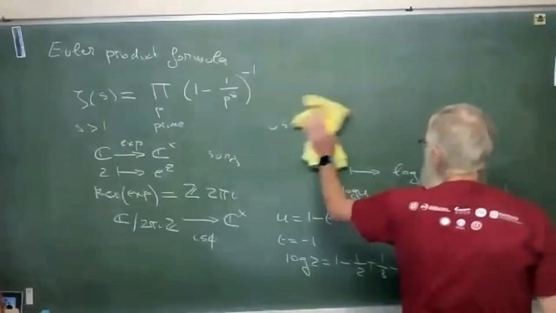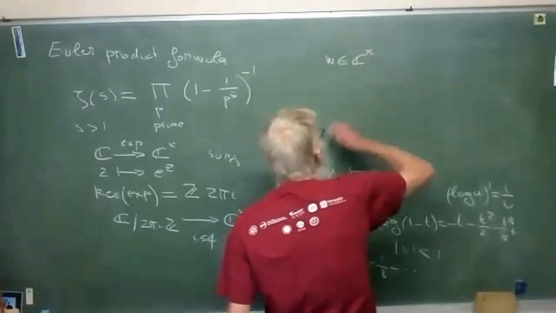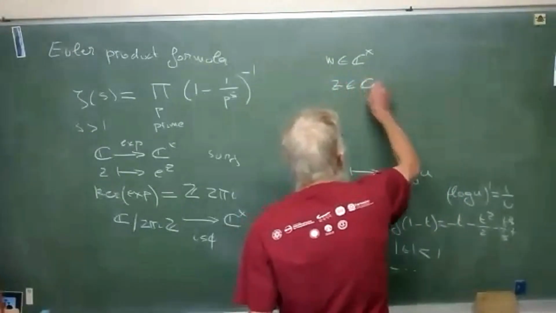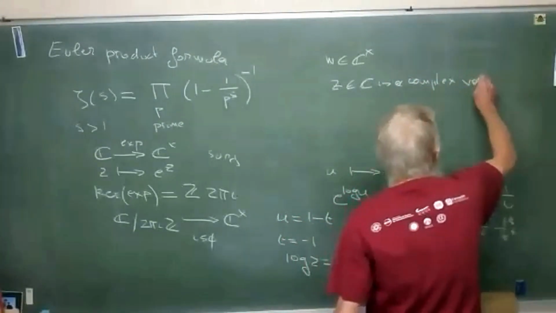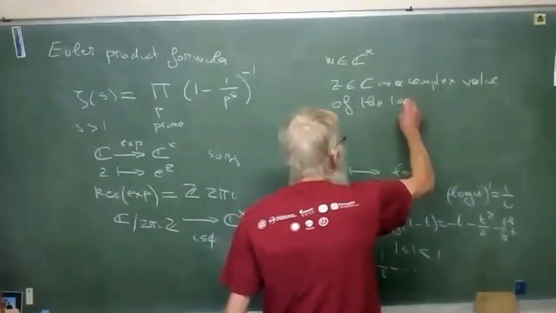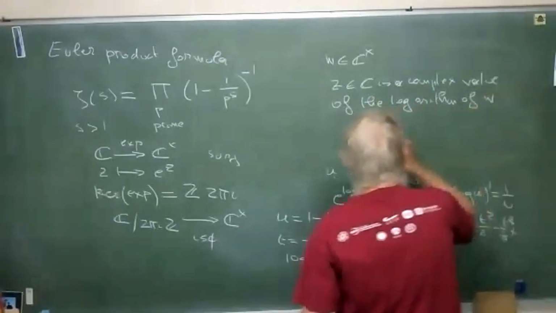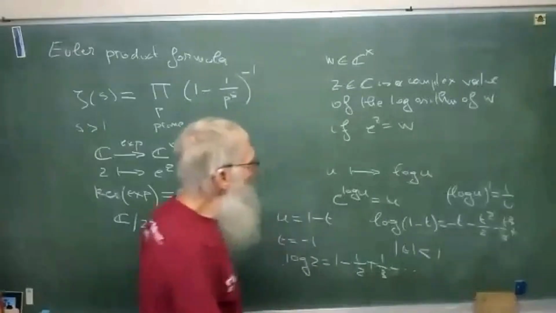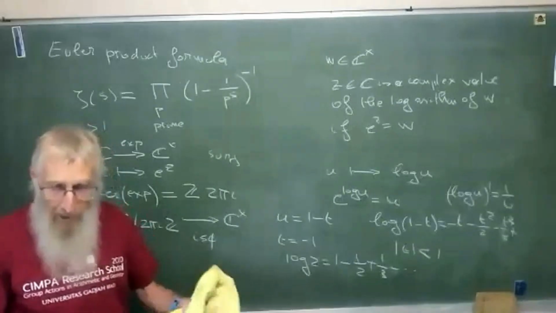When I have a non-zero number W, we will say that Z is a complex value of the logarithm of W if the exponential of Z is equal to W. And so, because this is surjective, any number has a logarithm, and it has infinitely many logarithms.